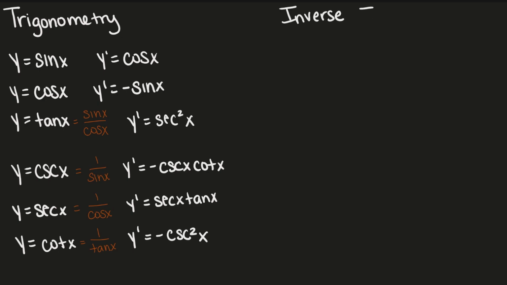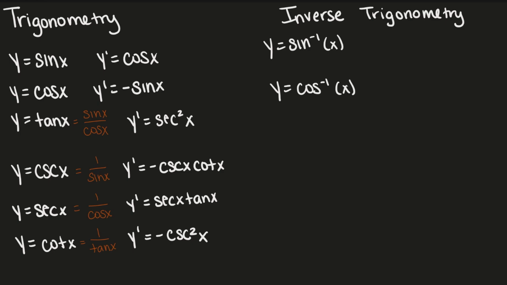Then we have our inverse trigonometry. For these, there are only 3 functions that we'll consider: y equals sine to the negative 1 of x, y equals cosine to the negative 1 of x, and y equals tangent to the negative 1 of x. Or you may see this written as arc sine, arc cos, and arc tan. They are the exact same thing.